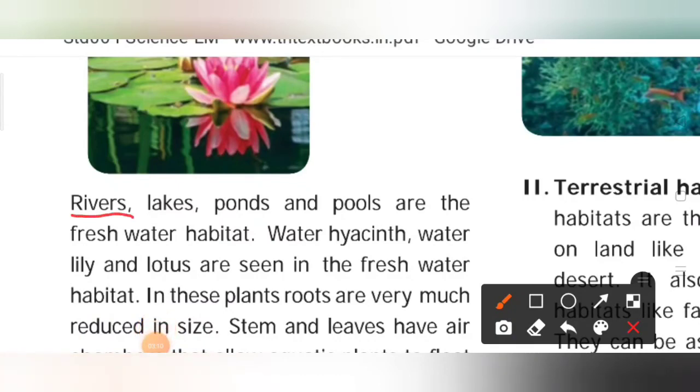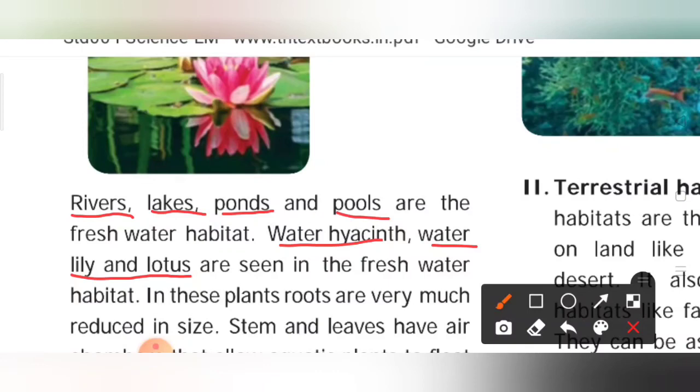I repeat, rivers, lakes, ponds, pools are the freshwater habitat. Water hyacinth, water lily and lotus are seen in freshwater habitat. Listen, all these rivers, lakes, ponds, pools, the water present in all those are used as drinking water. That is called fresh water. So plants like water hyacinth, water lily and lotus are seen in this freshwater habitat.